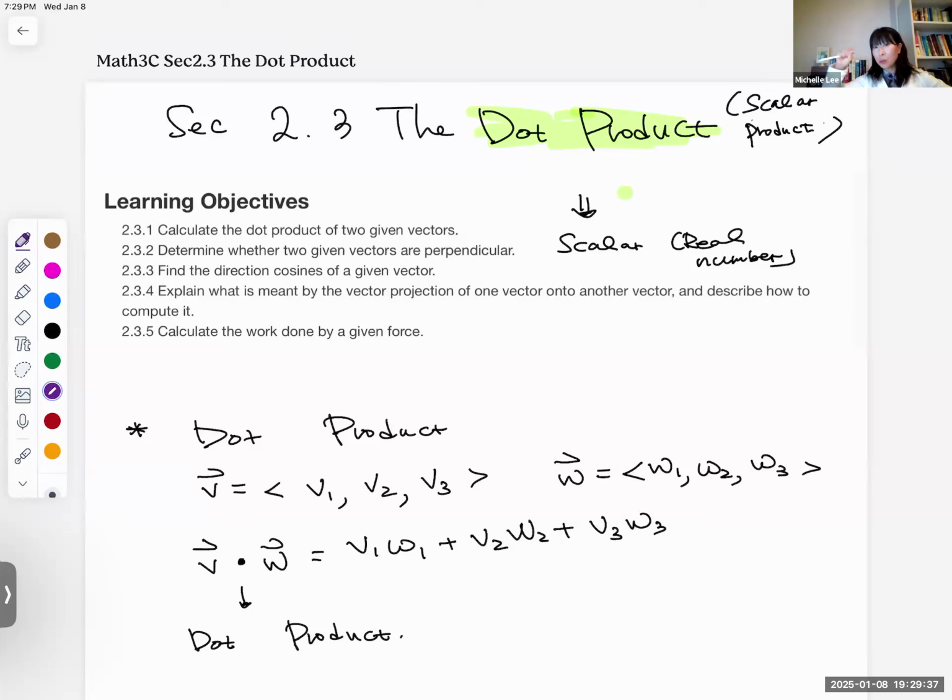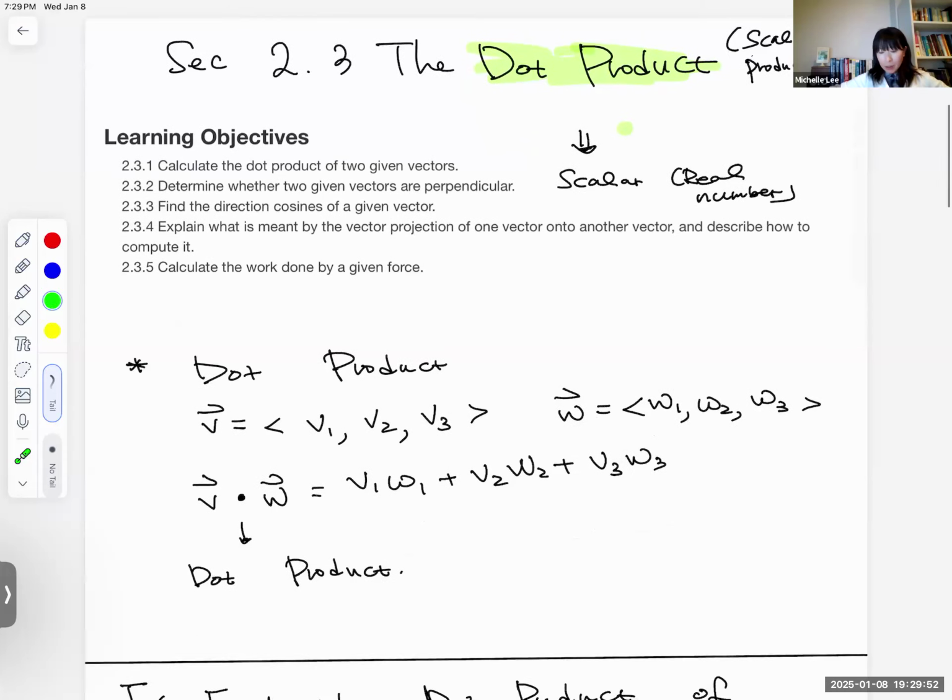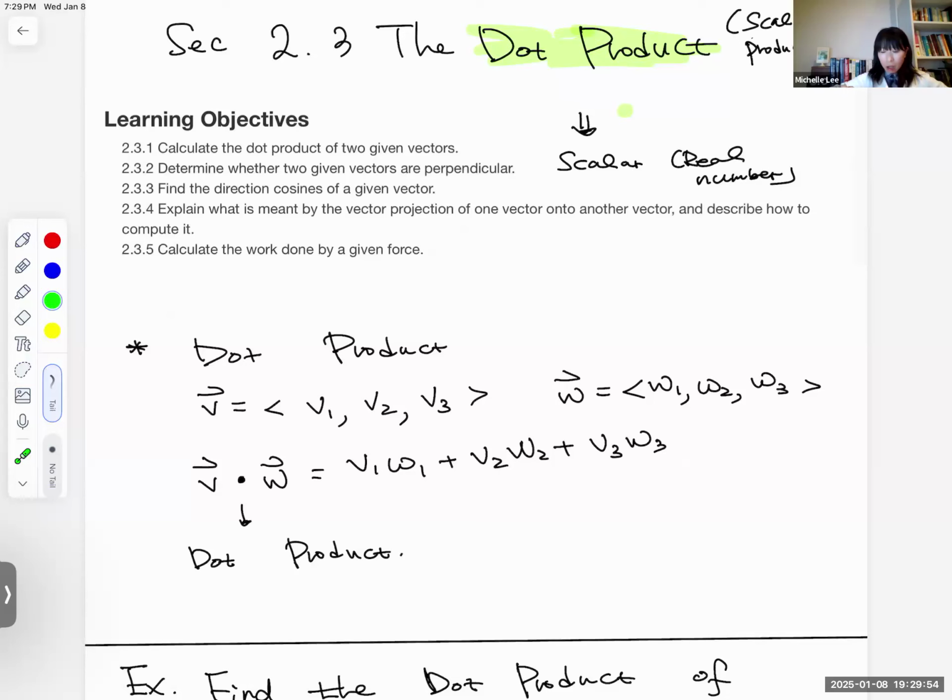So we are using notation like a little dot. So here we go. I made it with a green here, right? So this is the notation. All right, so let's take a look. Dot product. We have a vector v, vector w. We have a component, right?